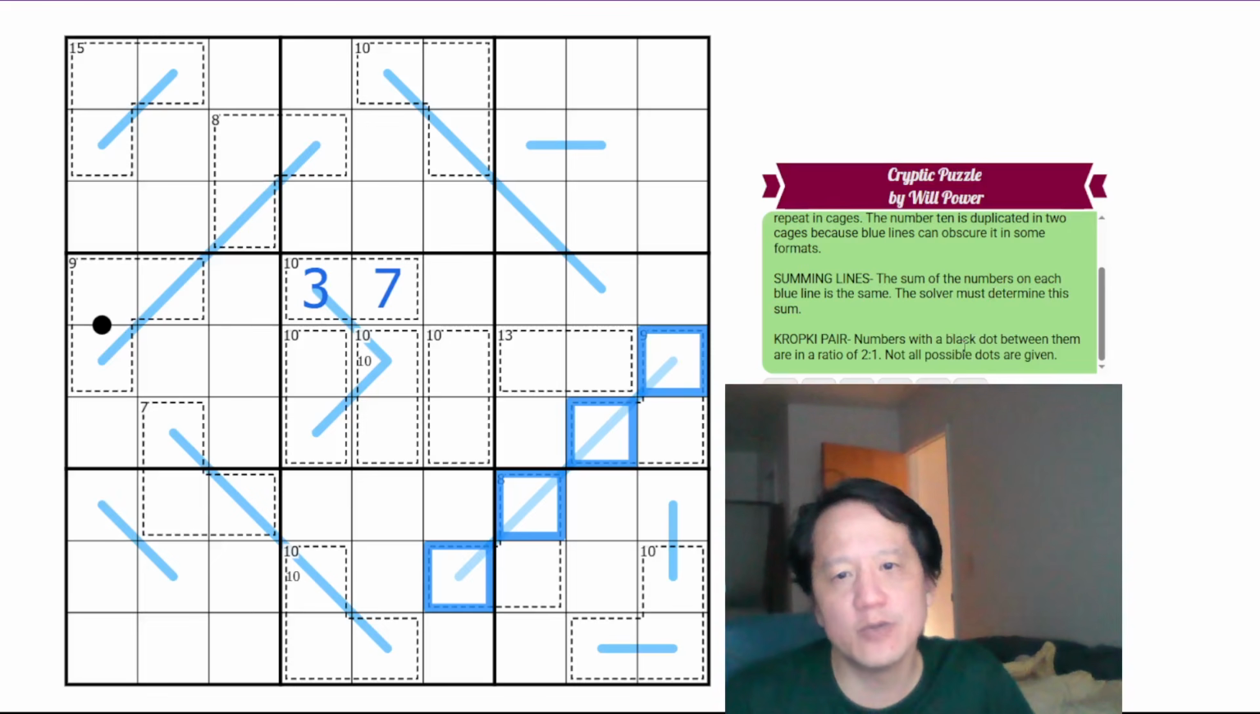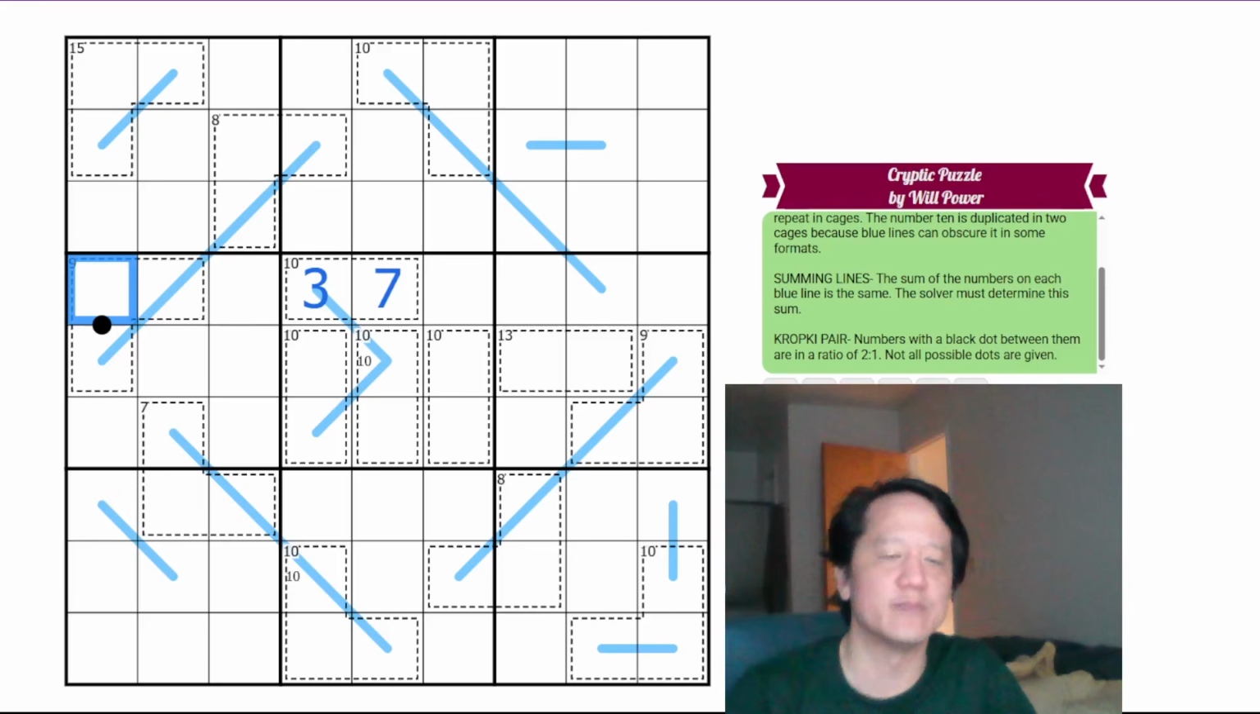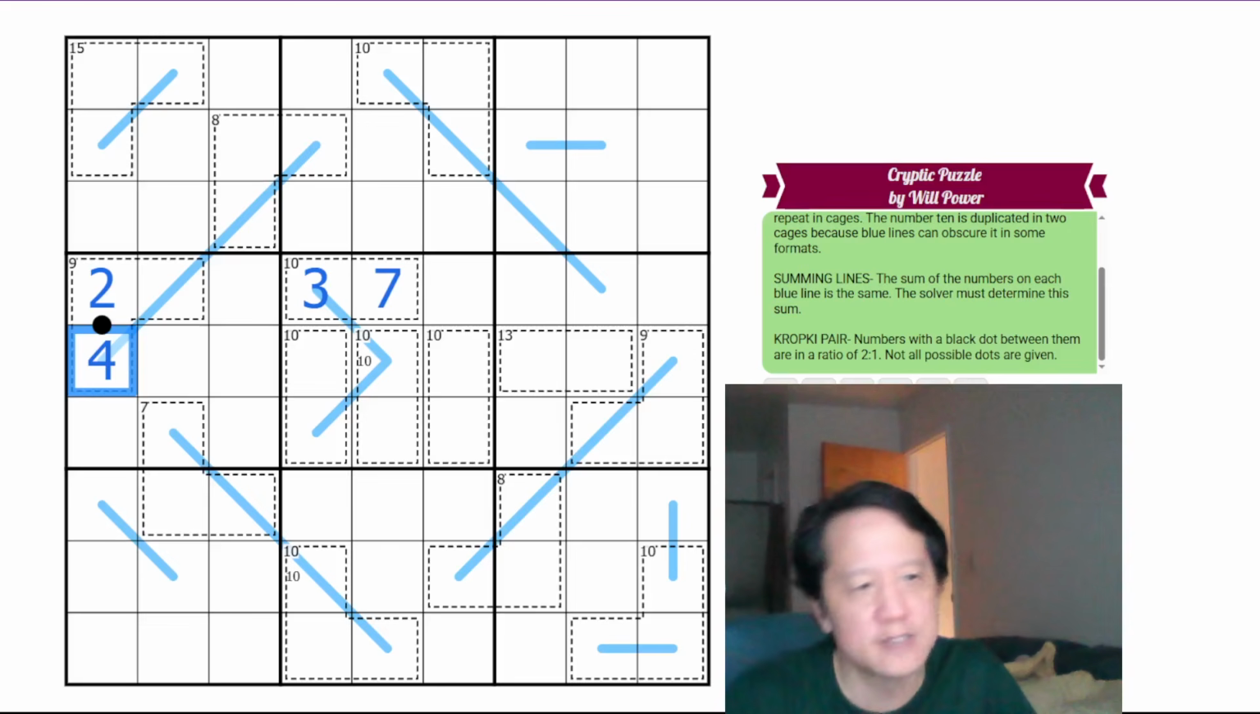And finally, we have a kropki pair, where numbers with a black dot between them are in a ratio of 2 to 1. And not all possible dots are given. So, for example, if this were a 2, this would have to be 1 or 4 to maintain the 1 to 2 ratio between them, because there's a black dot between them. And those are all the rules.